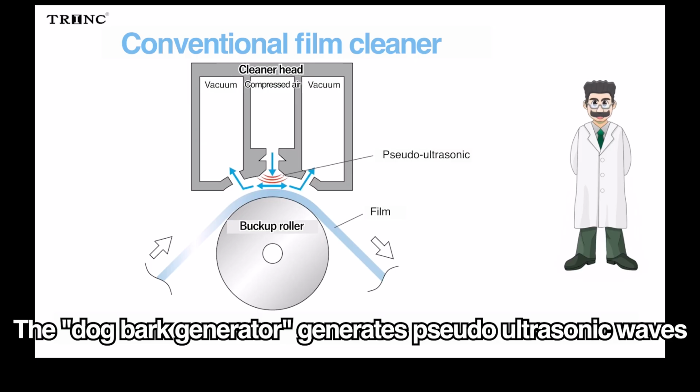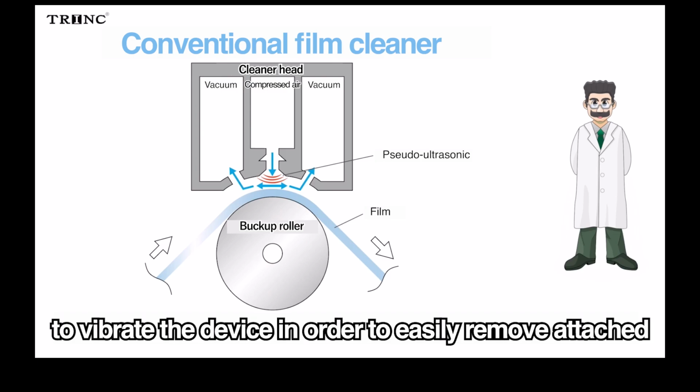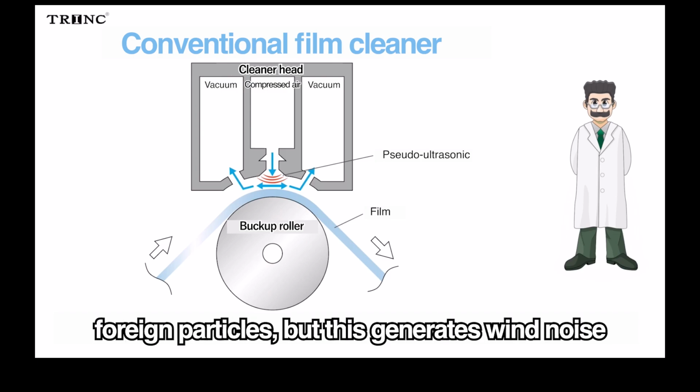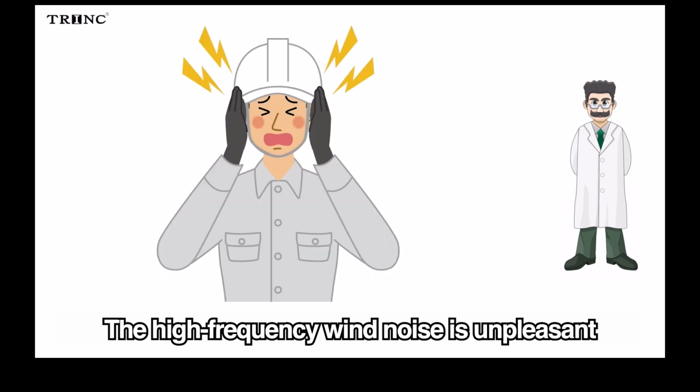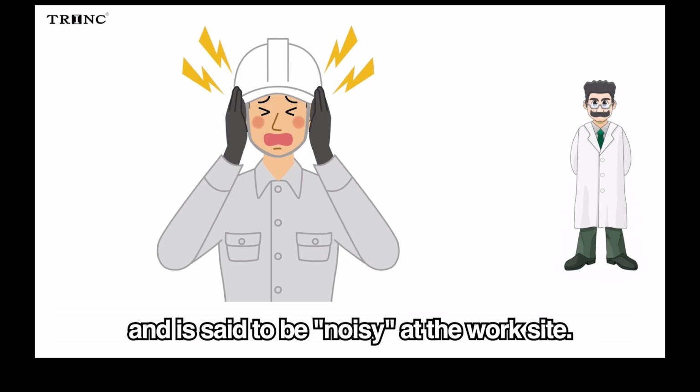The dog bark generator generates pseudo-ultrasonic waves to vibrate the device in order to easily remove attached foreign particles, but this generates wind noise and spreads the noise around the area. The high-frequency wind noise is unpleasant and is said to be noisy at the work site.